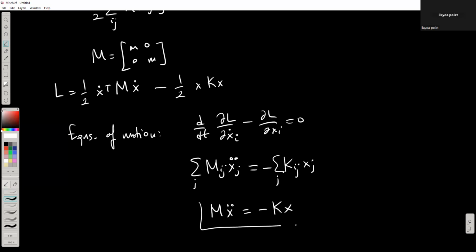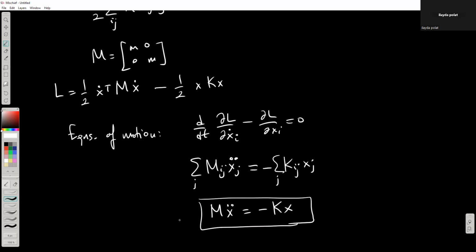Right? Our equation of motion can be expressed as a matrix equation, but there are actually two equations in here. But I can express them in terms of a linear equation. So that's our equation of motion.